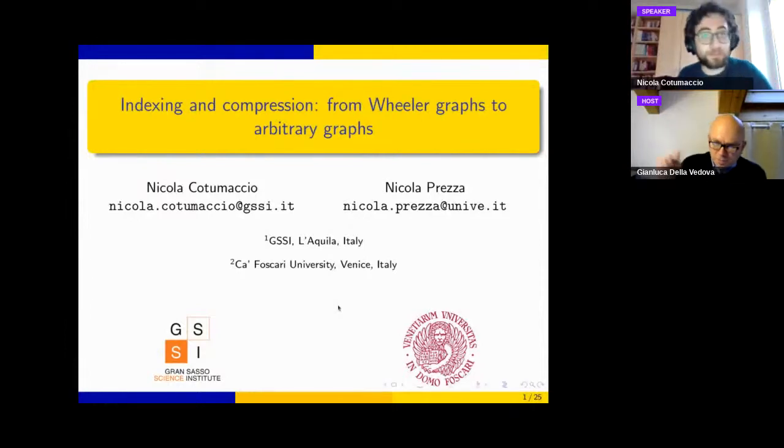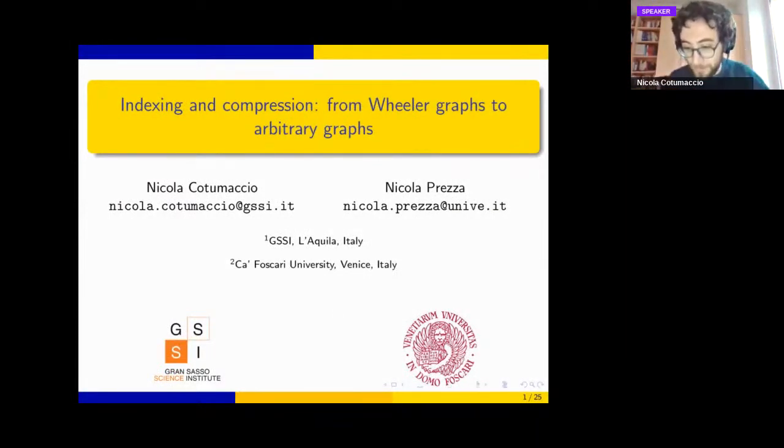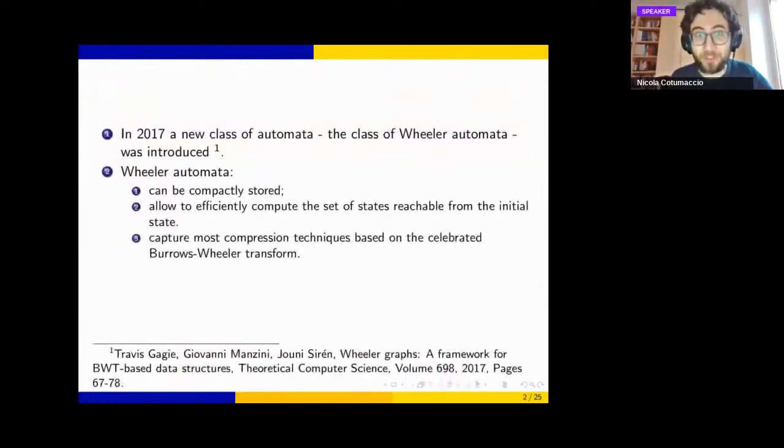Okay, that's perfect. So I will try to show the similarities between what I'm going to say and the previous presentation. Indeed, both presentations start from Wheeler graphs. I guess that Travis already gave a good idea of why Wheeler graphs were introduced and how they are connected with the Burrows-Wheeler transform. So what I'm going to show now is how it is possible to actually generalize the mechanism of Wheeler graphs.